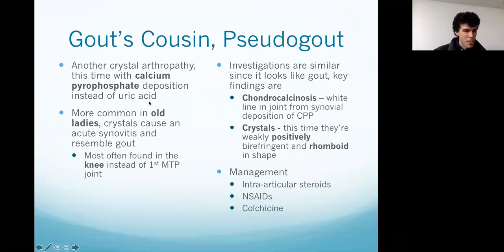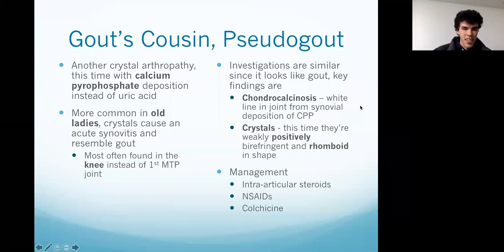So this, instead of giving us uric acid, gives us calcium pyrophosphate instead. Old ladies get it, so I guess that's one point of difference, as opposed to usually being a middle-aged man. And they often get it in the knee instead of the first metatarsophalangeal joint.